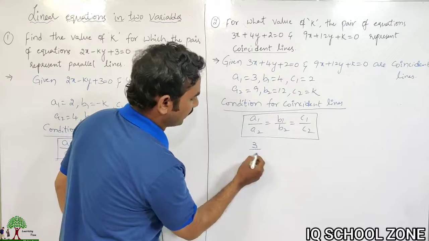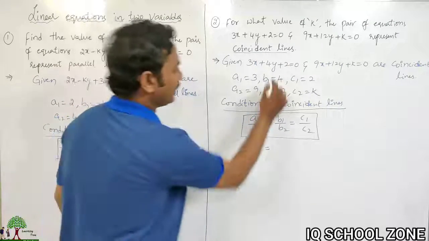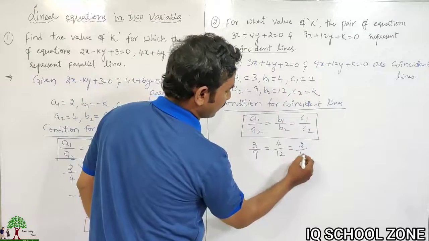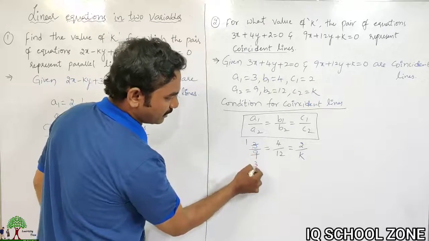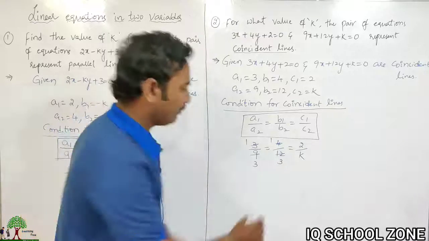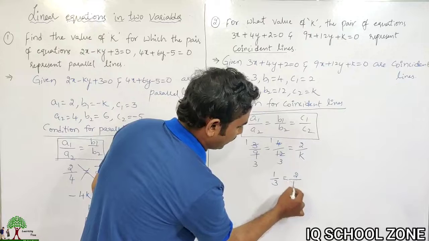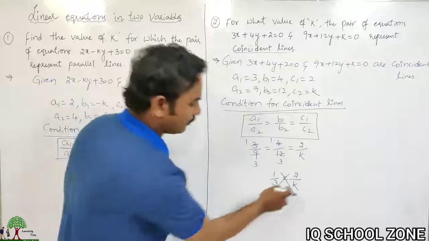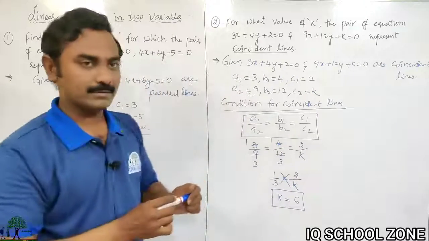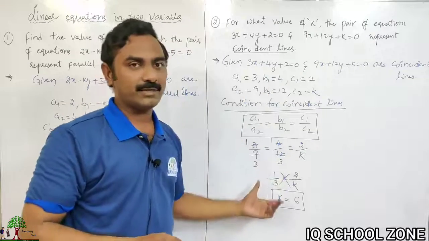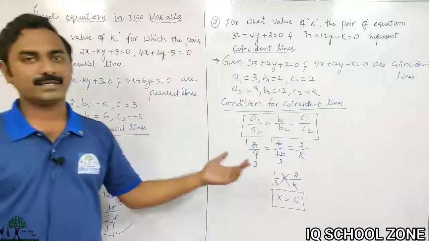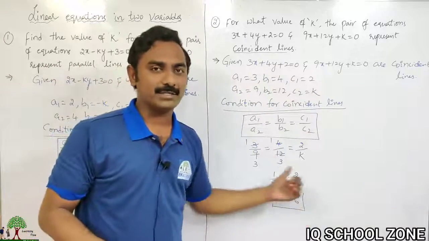A1 by A2, 3 by 9, is equal to B1 by B2, 4 by 12, is equal to C1 by C2, 2 by k. These two are the same: 3 ones are 3, 3 threes are 9, so 1 by 3; 4 ones are 4, 4 threes are 12, so 1 by 3. Both are 1 by 3. So 1 by 3 is equal to 2 by k. Doing cross multiplication, k ones are k, 3 twos are 6. So the value of k is 6. This is the easy way to do problems. If you know the condition for coincident lines, parallel lines or intersecting lines, you can easily find out the missing value or term here.